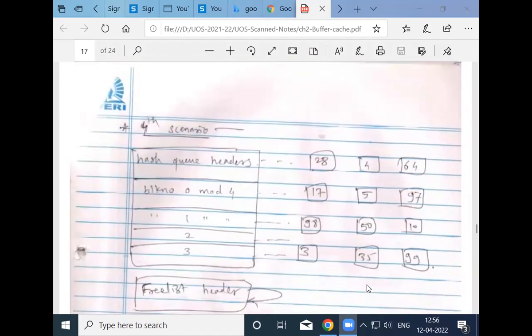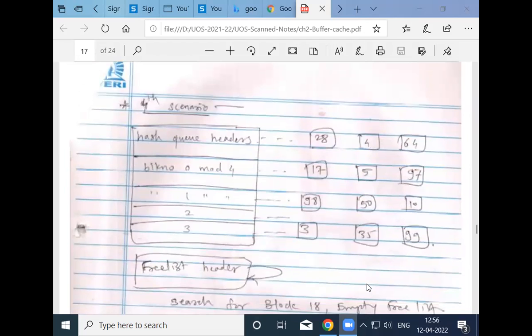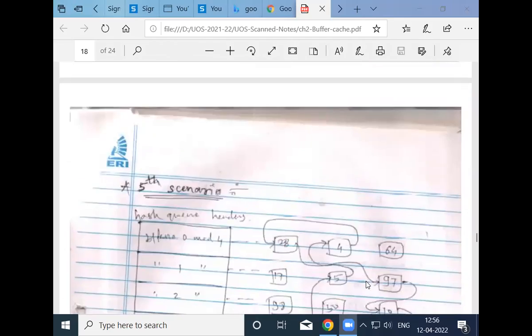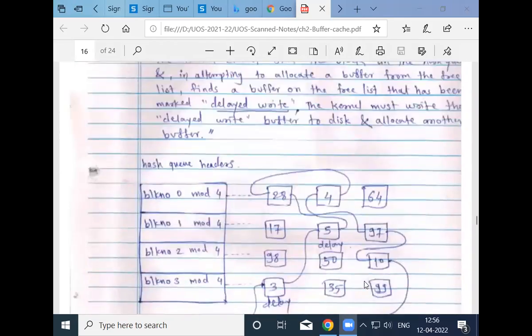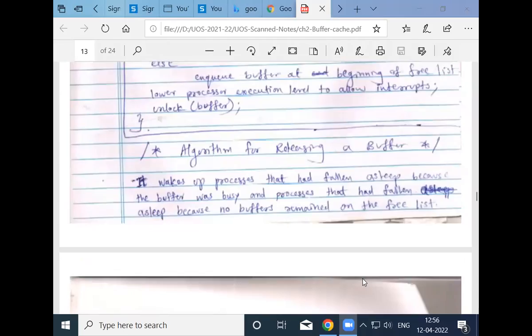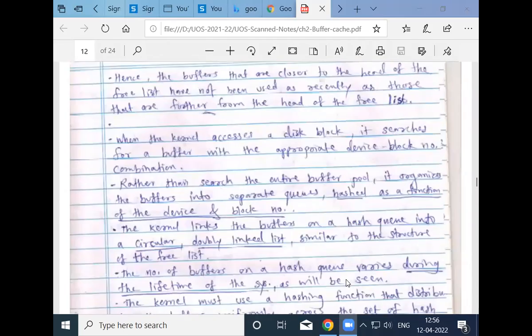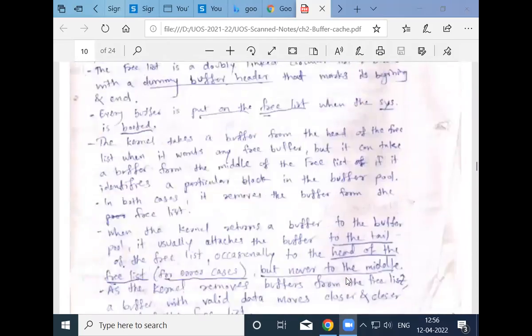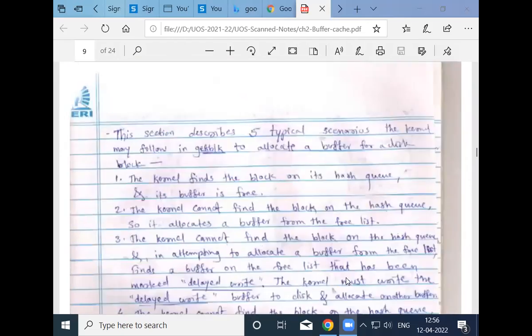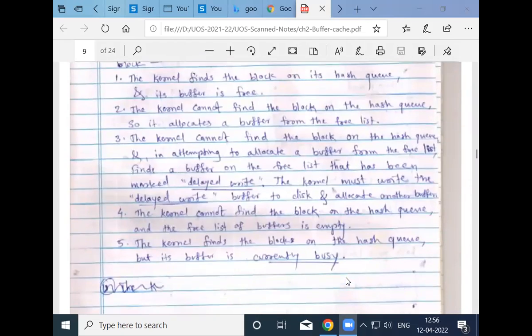This is about the fourth scenario. So write down the statement of the fourth scenario. What is the statement? Fourth scenario statement. Okay, so this is about the fourth scenario here. So the kernel cannot find the block on the hash queue and the free list of buffers is empty.